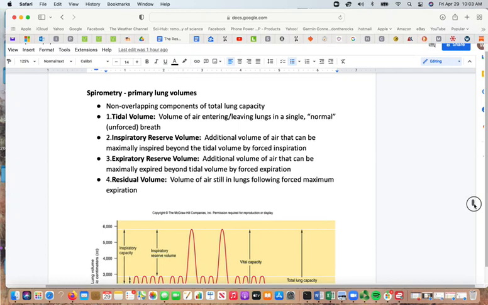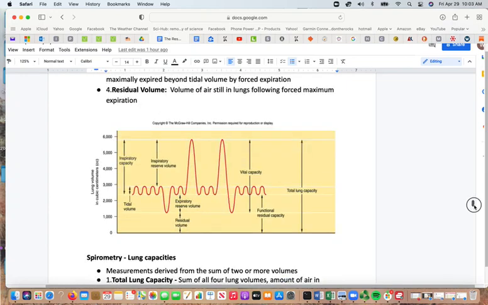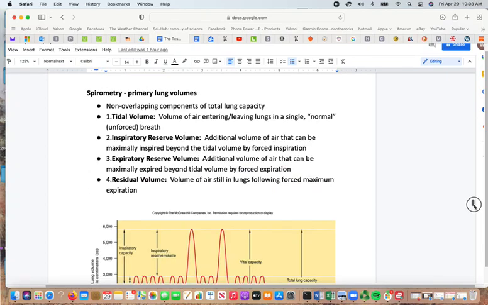So spirometry is a way of measuring the primary lung volumes. So we can look at the non-overlapping components of the total lung capacity. These are the individual components in here. So the tidal volume is the volume of air that goes in and out of the lungs in a single normal unforced breath. So on this chart here, it's this small little bit here.